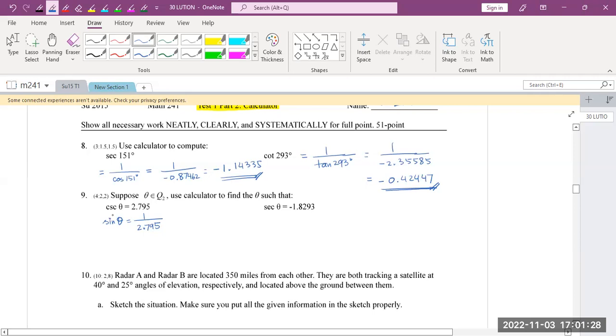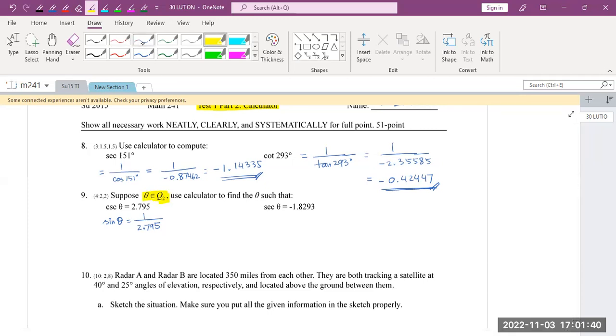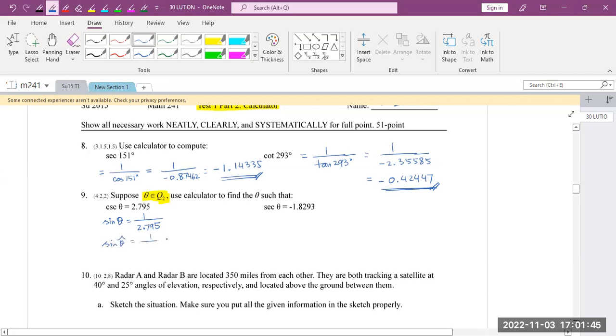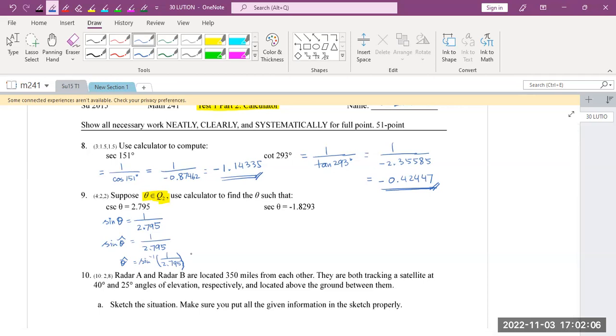However, when we do sine inverse, you need to look at that from the acute angle only, while your theta is in quadrant 2, right? No, we cannot do that. So what can we do? Well, do the reference angle first. Sine theta hat equals 1 over 2.795. Then the reference angle is sine inverse of 1 over 2.795.